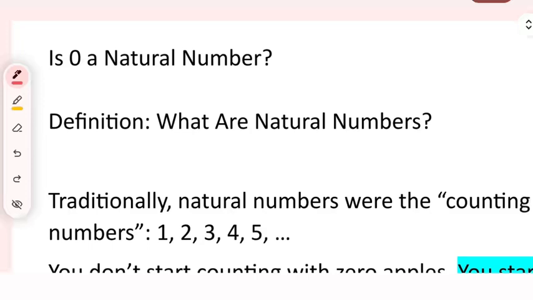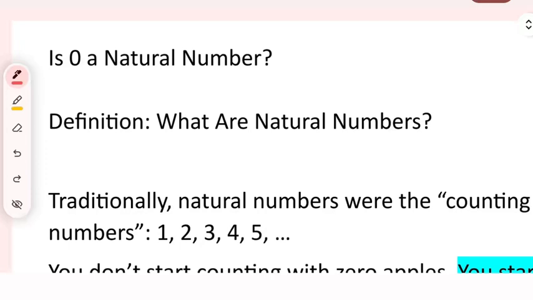Hello. So this is one of the questions that my former student asked me. He asked me, is 0 a natural number? What do you think? Is 0 a natural number? So he asked me that question.